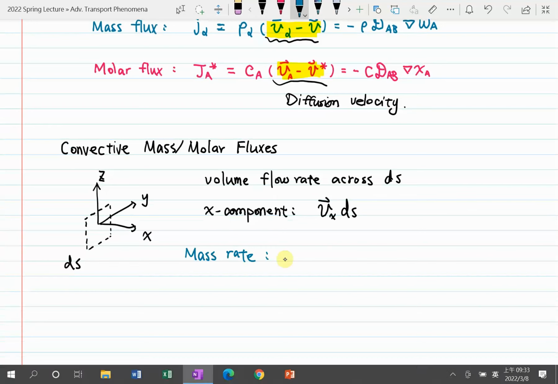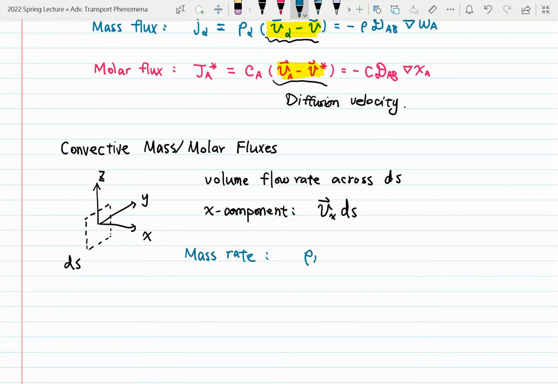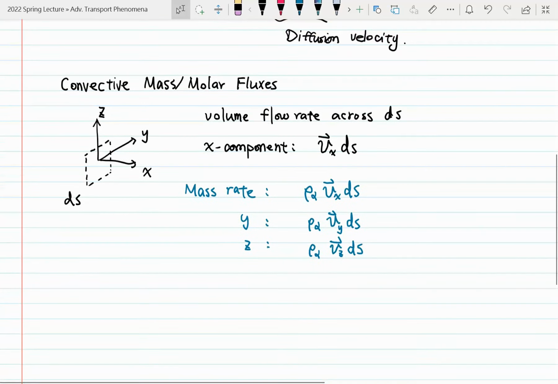So in the x direction, we have rho alpha Vx ds. And we can also write it in the y and z component simply as that. So the y component would be rho alpha Vy ds, and the z component would be rho alpha Vz ds. Okay? And so this is the flow rate, right? The mass flow rate.